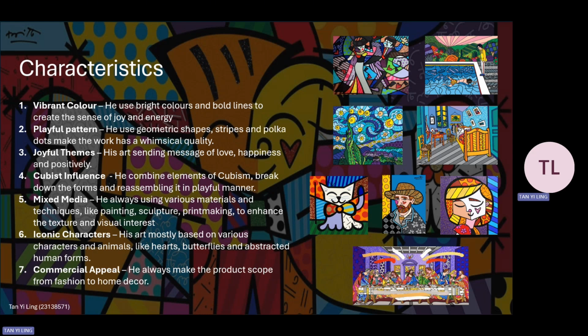Next is cubist influence. He combines elements of cubism, breaking down the forms and assembling them in a playful manner. Next is mixed media. He always uses various materials and techniques like painting, sculpture, printmaking to enhance the texture and visual interest. Next is iconic characters. His art is mostly based on various characters and animals like hearts, butterflies, and abstracted human forms. Next is commercial appeal. He always makes products ranging from fashion to home decor.